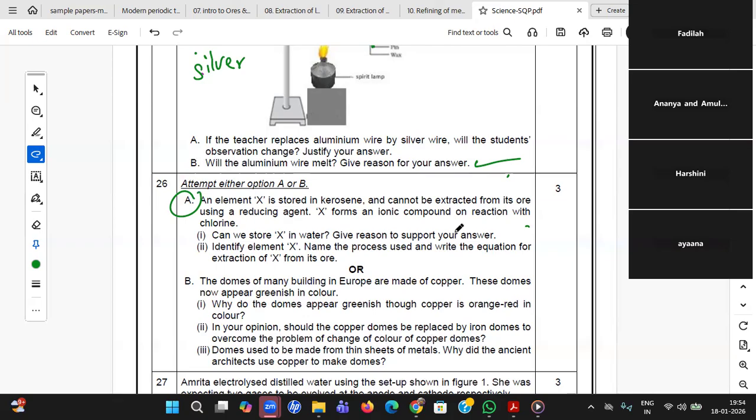Okay, students, obviously you can't store it in water, because element X cannot be extracted from its ore using a reducing agent, and the ionic compound cannot be reduced by a reducing agent. It is a highly reactive metal. A highly reactive metal will react with water, and that is the reason it is stored in kerosene. Okay, so write all that story: identify element X, name the process.